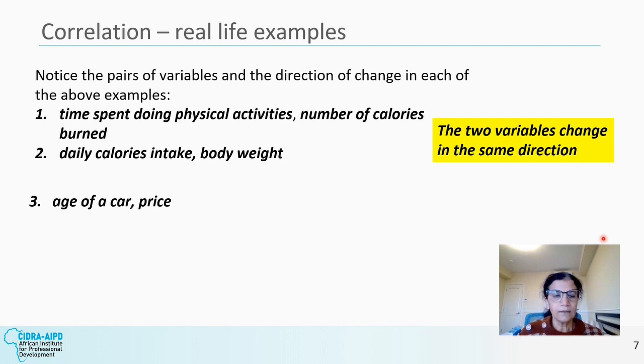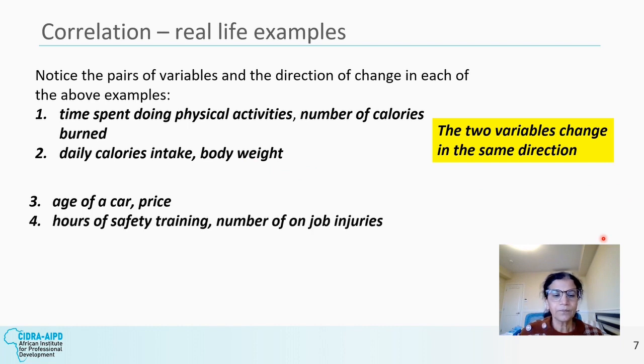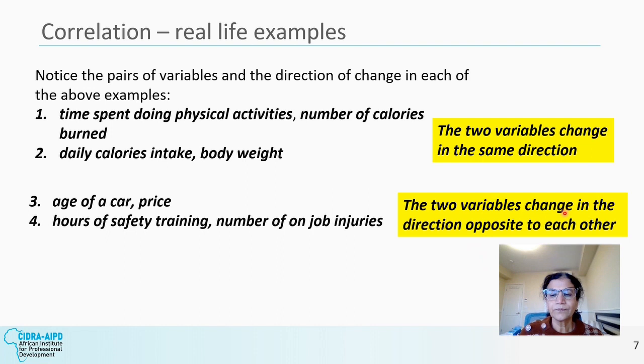Let's look at next two examples. Age of a car increases, the price decreases. Now this change is not same as the changes in these two examples. So what we notice here, the two variables change in the direction opposite to each other. So one is increasing, the other is decreasing.